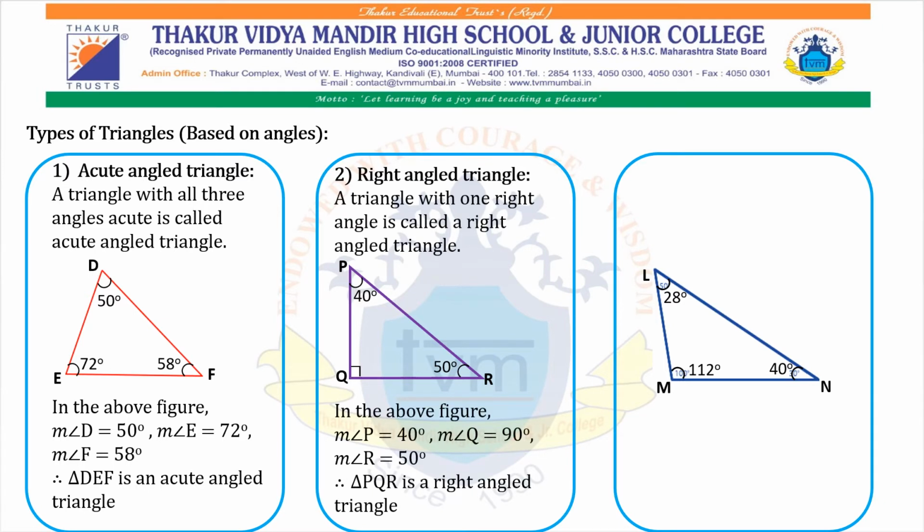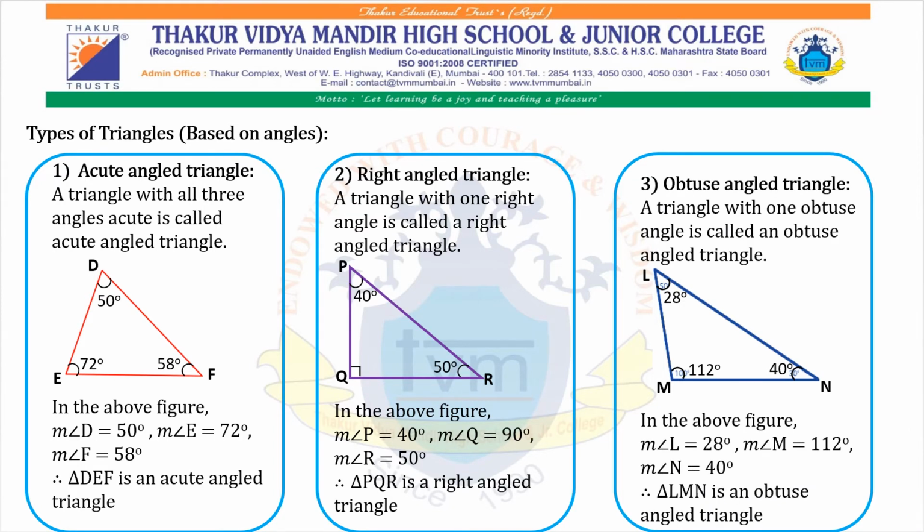Now, second is the right angle triangle. A triangle with one right angle is called a right angle triangle. Here in the above figure you can see measure of angle P is 40 degrees, measure of angle Q is 90 degrees, and measure of angle R is 50 degrees. Now here measure of angle Q is 90 degrees. One angle is a right angle. Therefore triangle PQR is a right angled triangle.